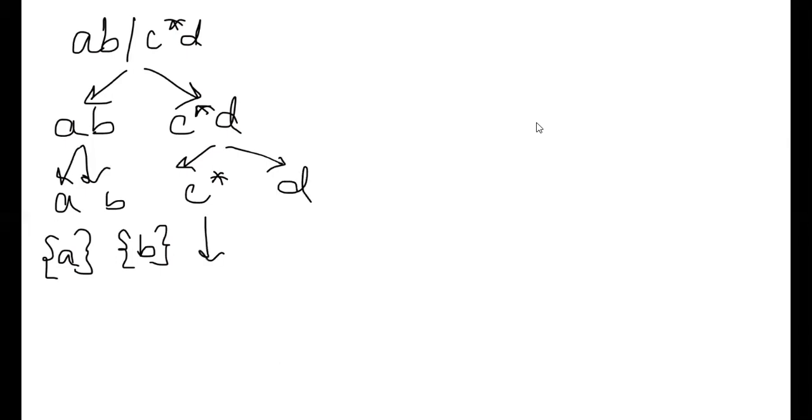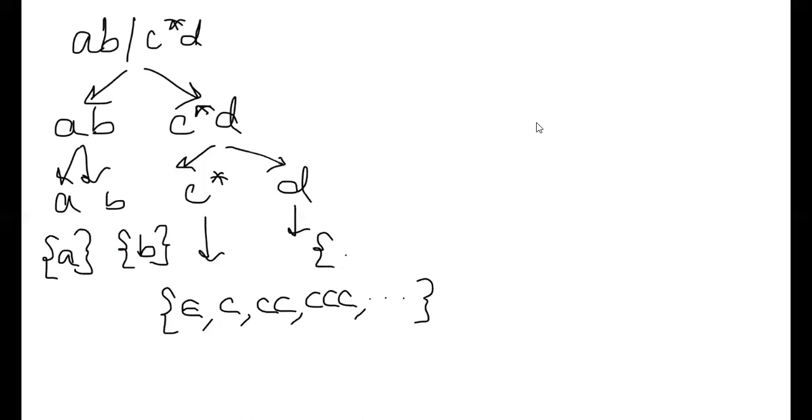For C star, I have 0 or more repetitions of C. So again, the same: epsilon, then 1 time C, 2 times C, 3 times C, and so on. And for D, it is a single element of the alphabet, so single D. Now let us do the combination. A followed by B. That means first should come the characters of A and then the characters of B. So what I get here is simply AB.